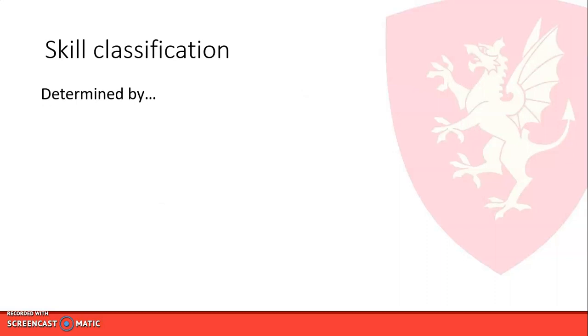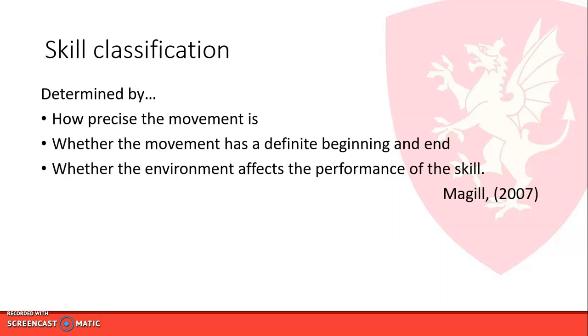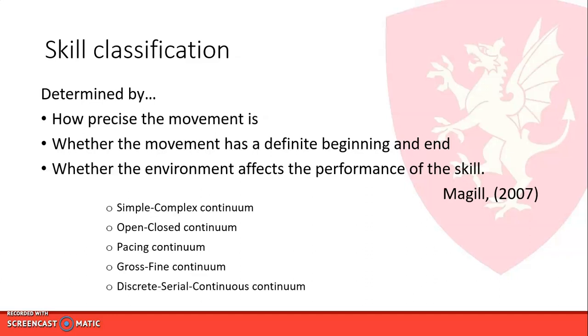So in terms of what a skill is, we're getting a little bit more specific now, and I would expect to see some of these definitions in your introduction to your assessment. When we're talking about classifying a skill, we attribute specific criteria to it. We can classify a skill by how precise the movement is, so how refined the motor control required for the movement is, whether the movement has a definite beginning or end, which plays a big part, and whether the environment affects the skill of the performer. These can be done on various continuums. We're going to talk through these continuums, and this forms the first part of your assessment.